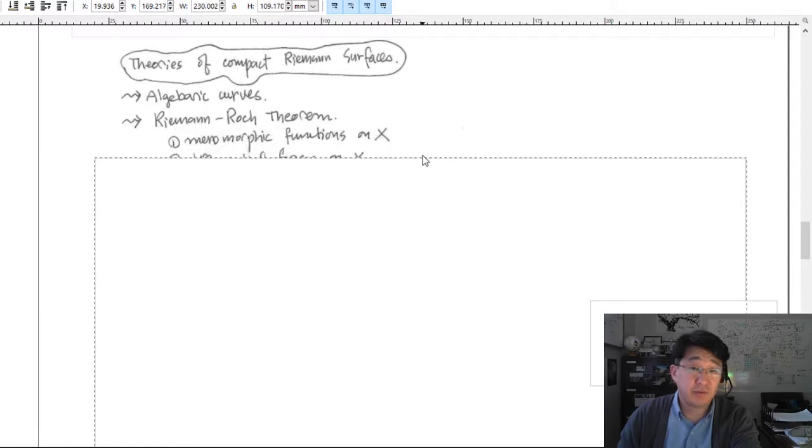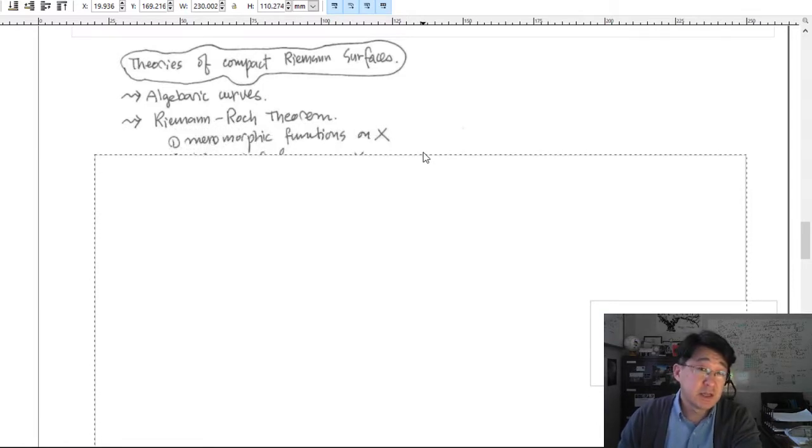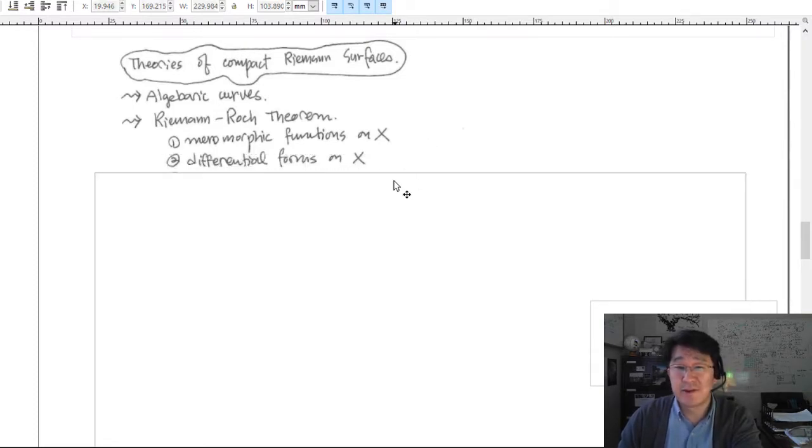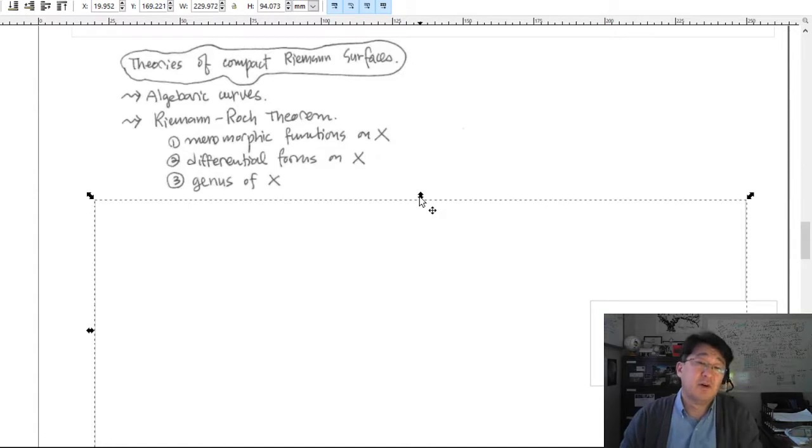And they're about three objects. First, they think about meromorphic functions defined on that compact Riemann surface. Next, they think about differential forms on this Riemann surface, and all of this is connected to the genus of that compact Riemann surface. So those are the three objects involved in the conclusion of the Riemann-Roch theorem.